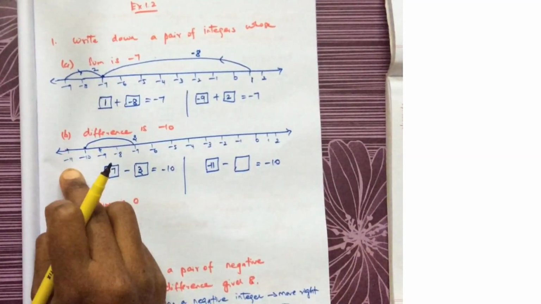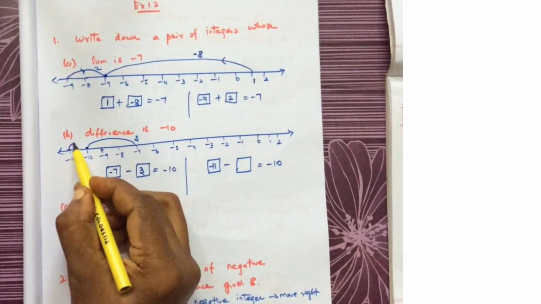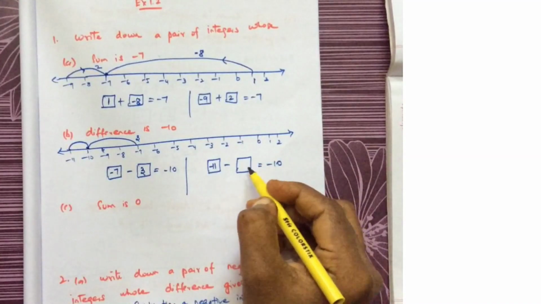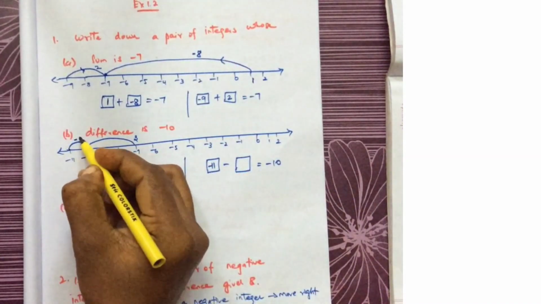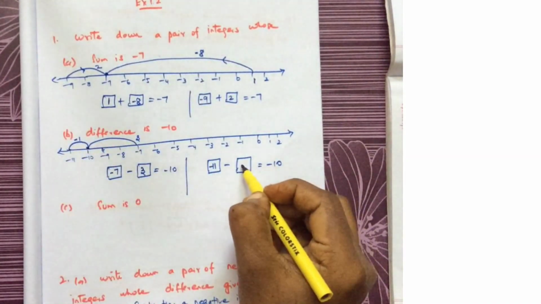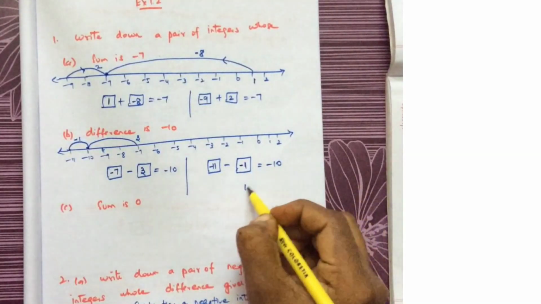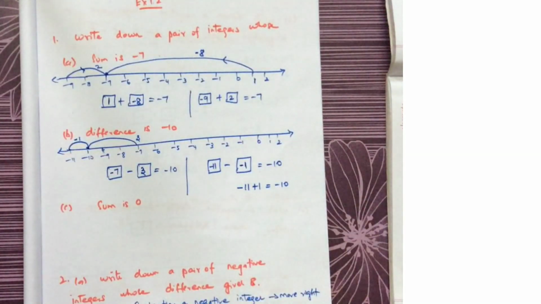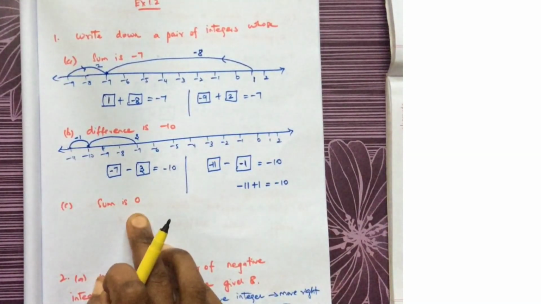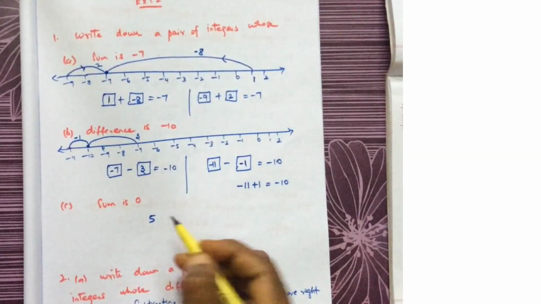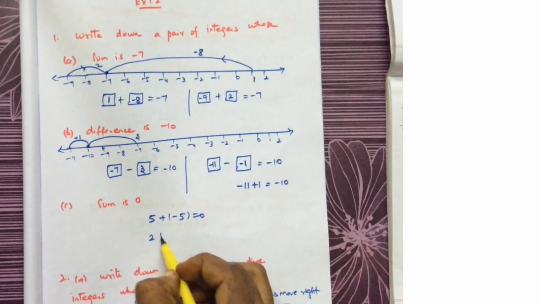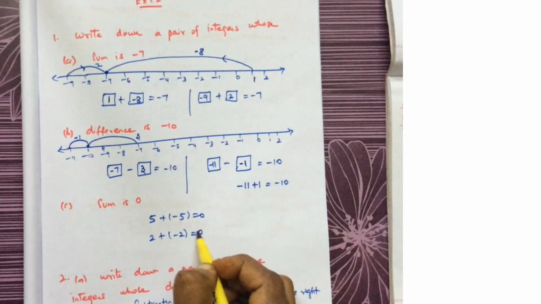From this minus 11, I have to come one step to reach minus 10. So from this it is minus 1. So here it is minus 1. So minus 11 minus of minus 1 gives minus 10. Okay, the sum is 0, so it should be very easy. 5 plus minus 5 is 0. 2 plus minus 2 is 0.